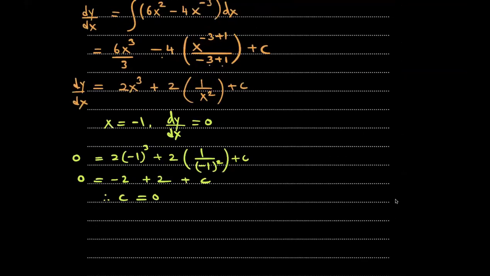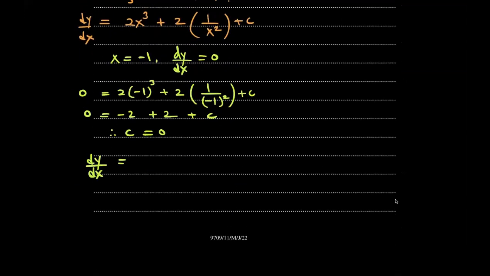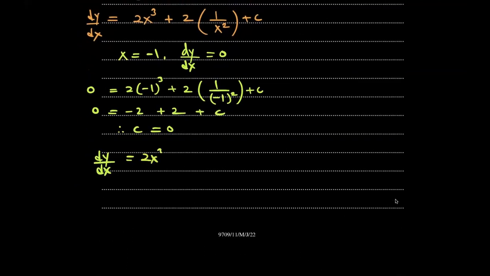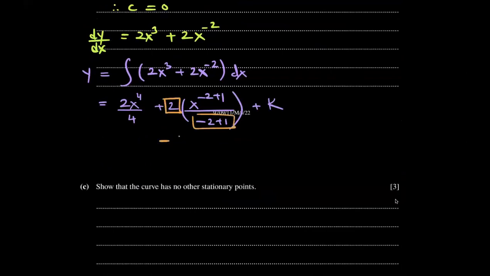Coincidentally, c is coming out to be 0. So now we have dy by dx given as how much? This is 2x cubed plus 2x raised to the power of negative 2, and c is 0. Now y, the equation of the curve, is the integral of 2x cubed plus 2x to the power of negative 2 dx. So let's integrate this. So this is 2x to the power 4 divided by 4, 2 as it is, x raised to the power of negative 2 plus 1 divided by negative 2 plus 1, plus another constant of integration k. So this is 2 over here. This is negative 1 over here. So this is negative 2 over x, and this is k, and this is half x to the power 4.